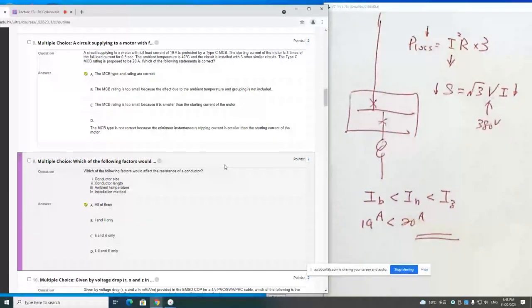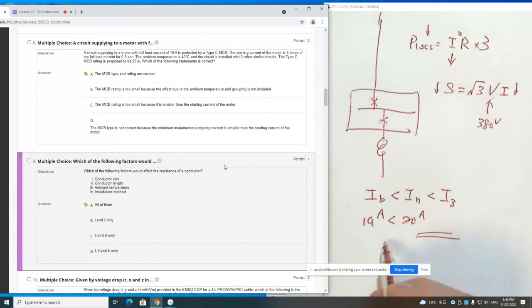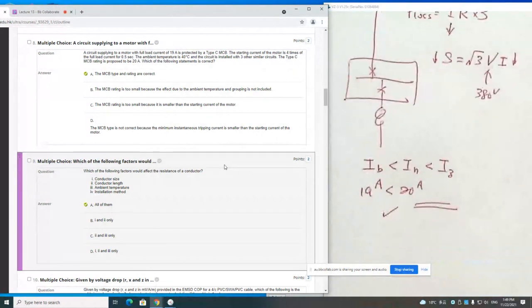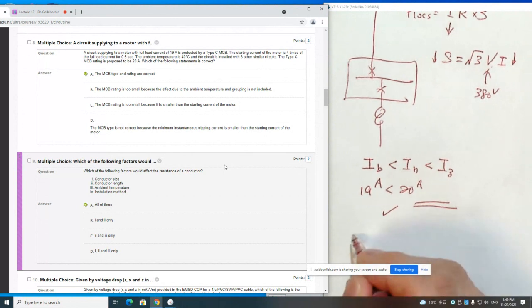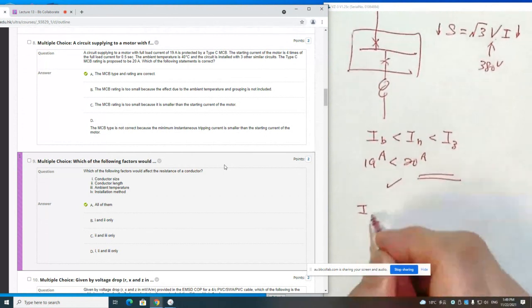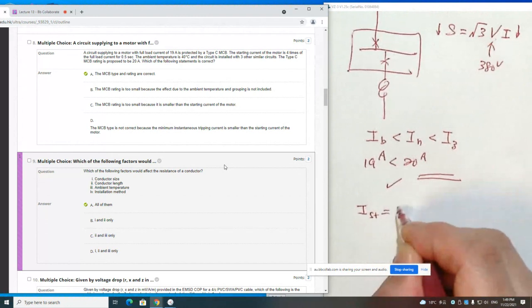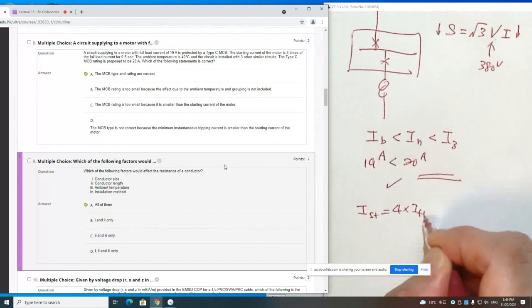So the first thing we can say is that the MCB rating is correct, because this is okay, right? And then we need to know whether the type is okay or not. So the type actually is determined by the motor starting current. So we know this motor starting current is 4 times the full load current. So the starting current is equal to 4 times the full load current, right?